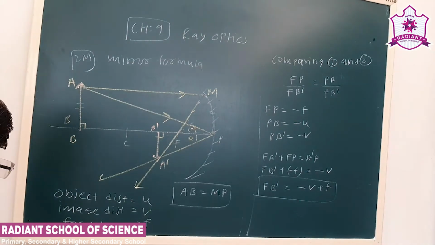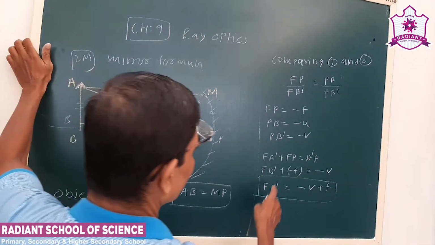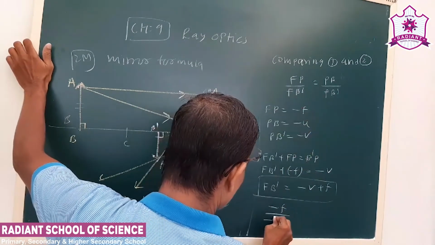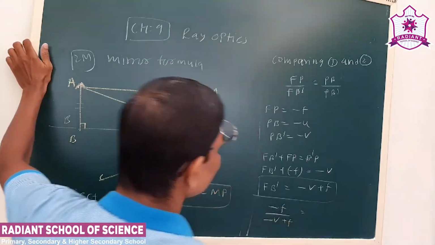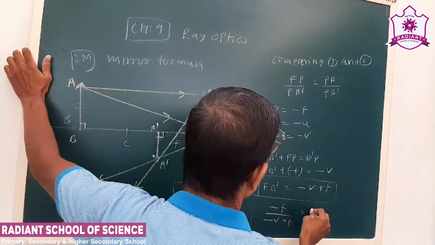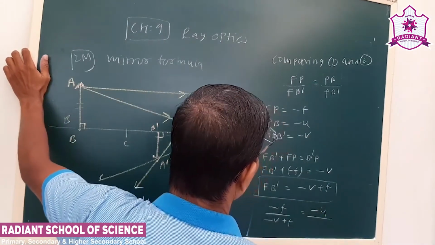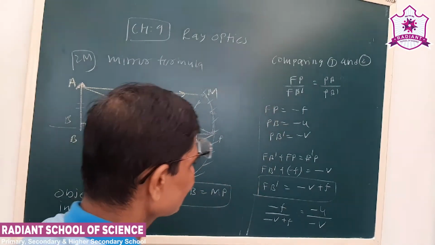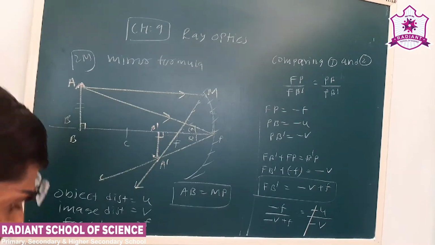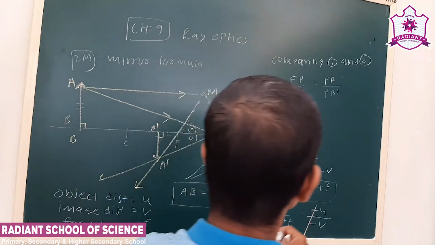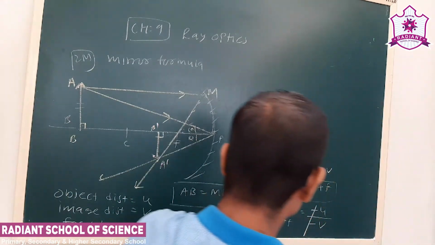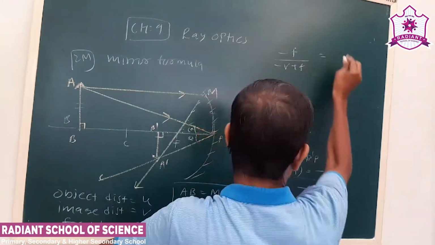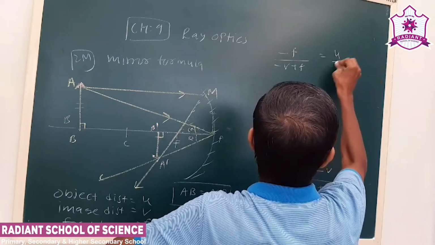Now we have to substitute. FP is minus F, FB' we have obtained as minus V plus F. PB is minus U and PB' is minus V. So what we can see is this negative sign is cancelled. Now we can write minus F upon minus V plus F is equal to U upon V.